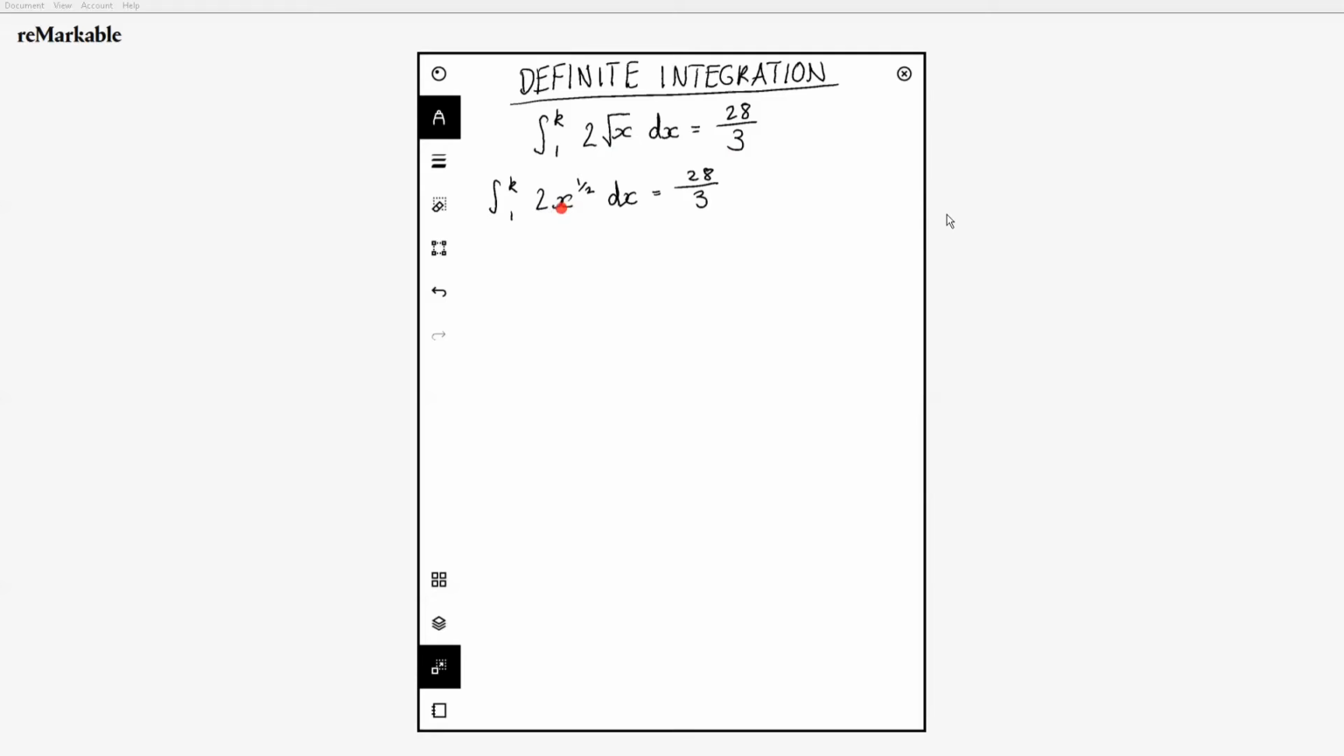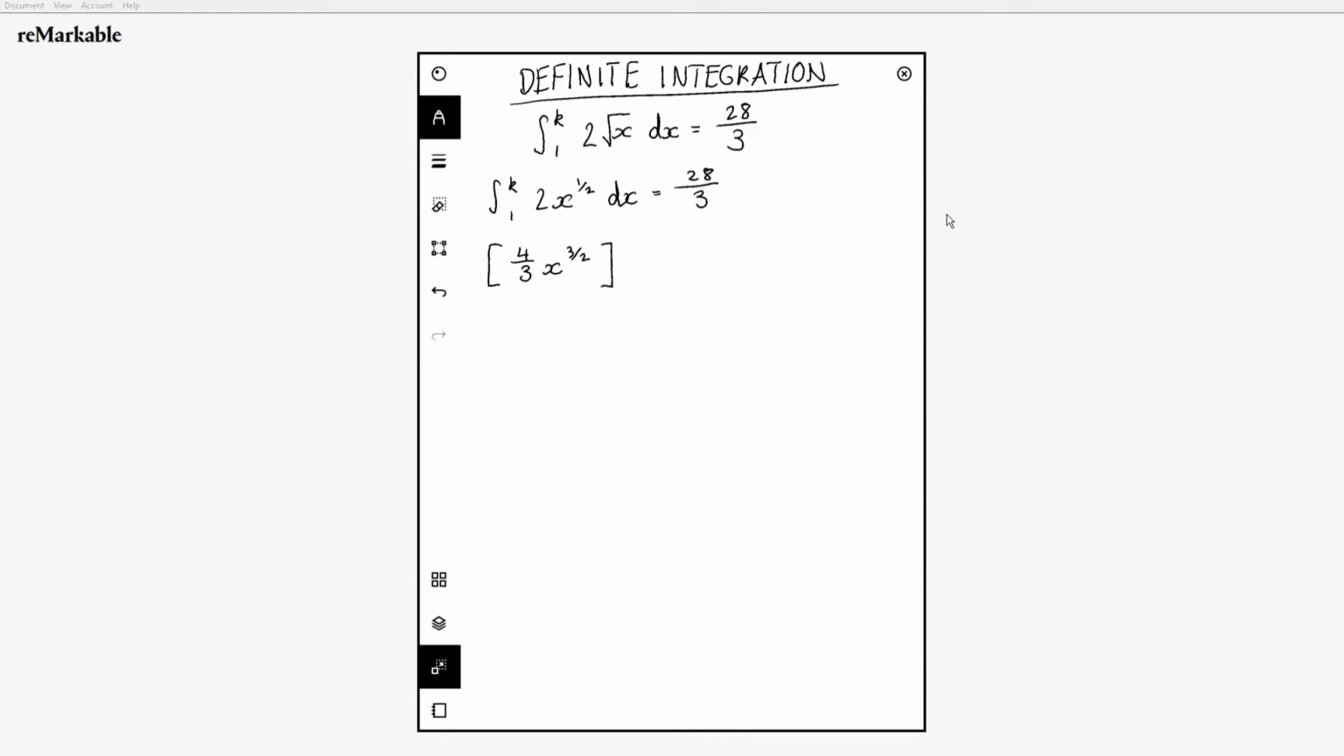The integration here just means you have to do your power plus 1 and then divide by the new power. So obviously a half plus 1 is 3 over 2. 1 divided by 3 over 2 is the same as 2 over 3. So that's 2 over 3 x to the power of 3 over 2.